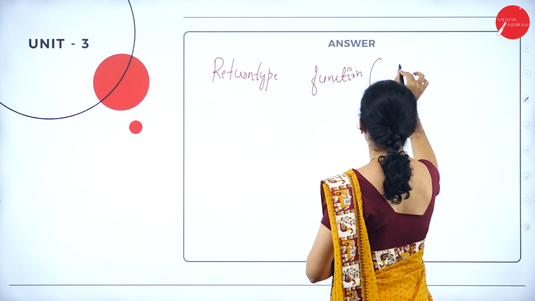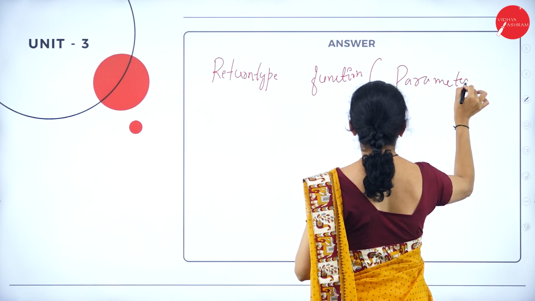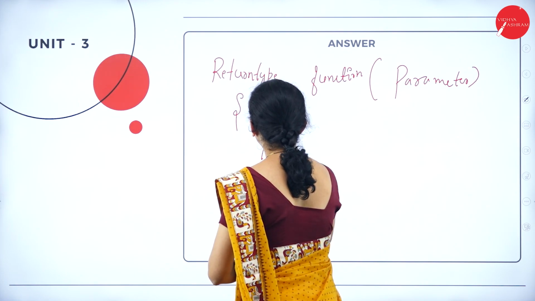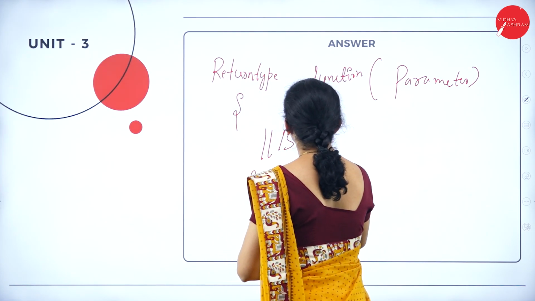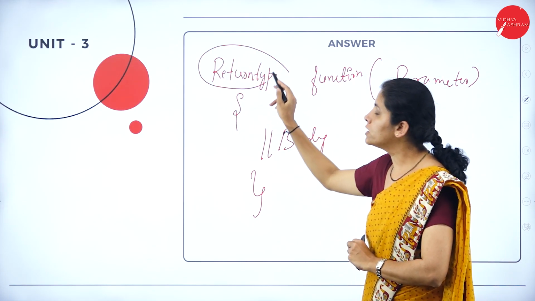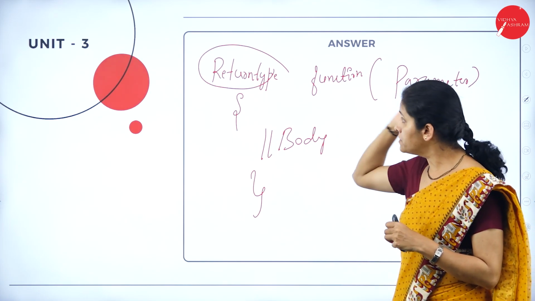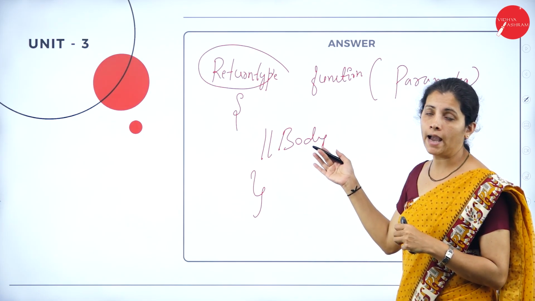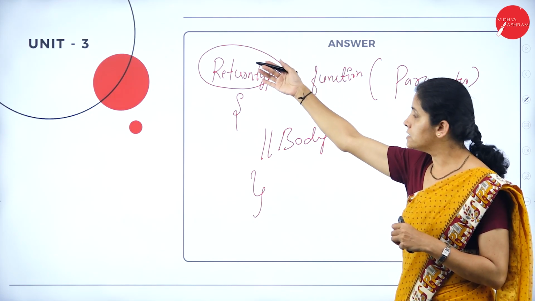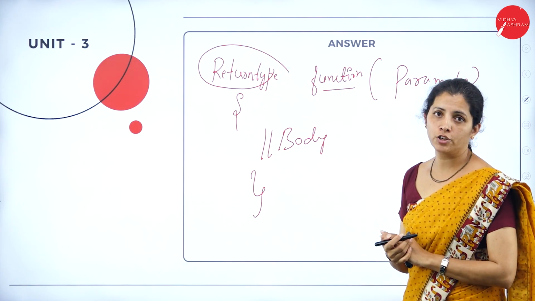Over. Then parameters and body of the function. Okay, fine. So return type is what? What kind of value am I going to return? If this function returns a value, then you have to specify the data type. Else it returns void. Then the name of the function.